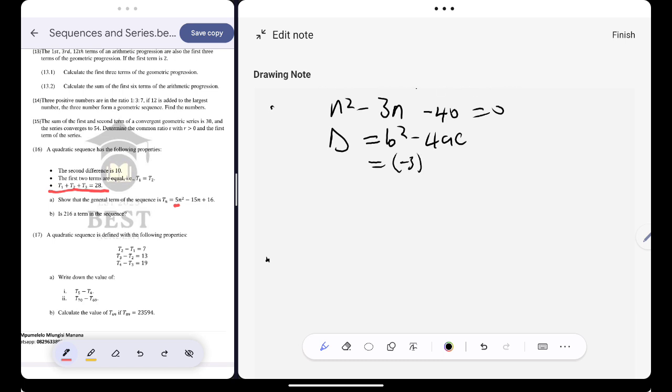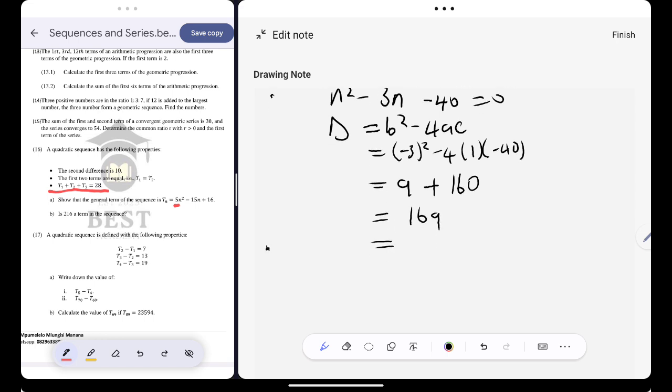b squared is negative 3 squared minus 4ac. This thing is 9. This one is 160. Yes, and then we have 169. 169 is the same as 13 squared.